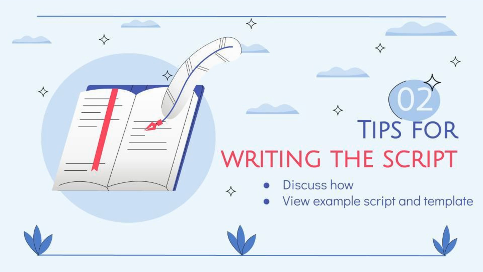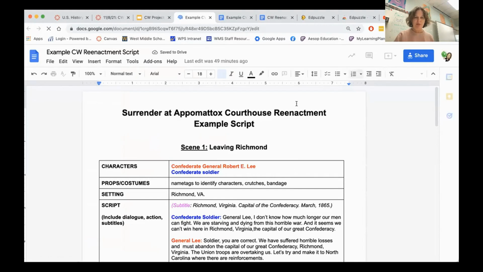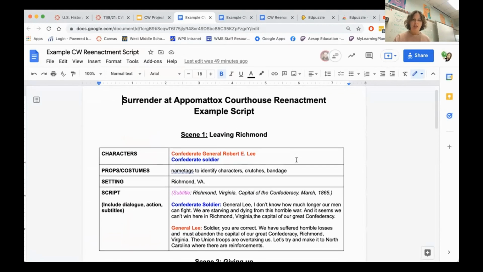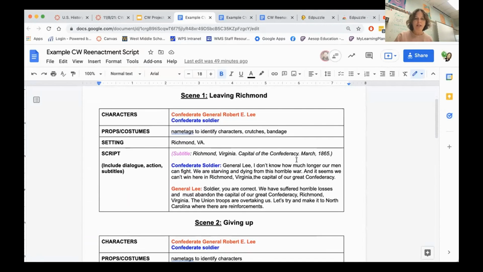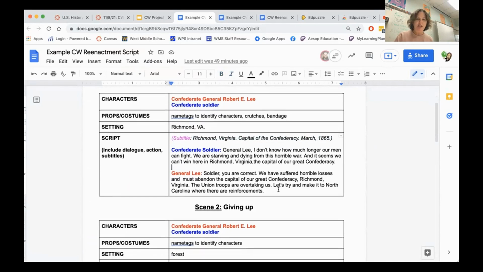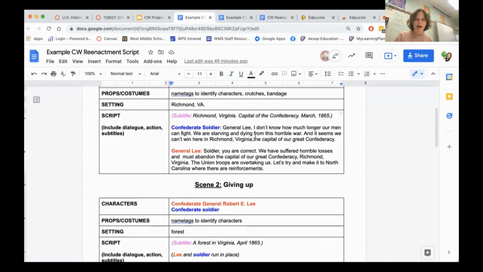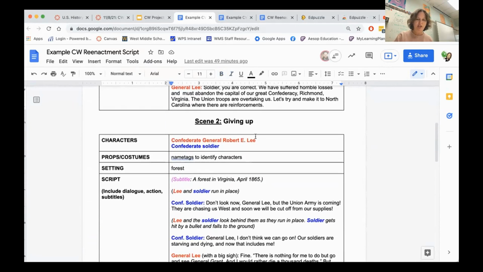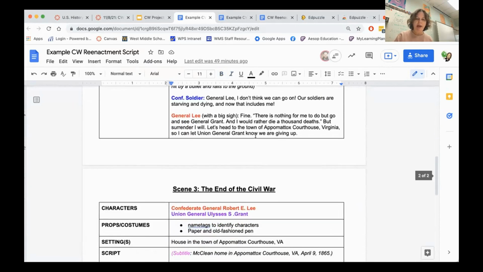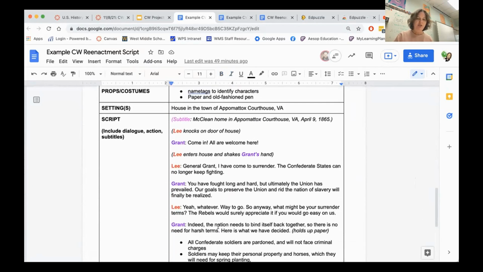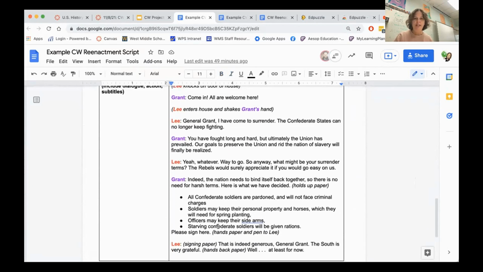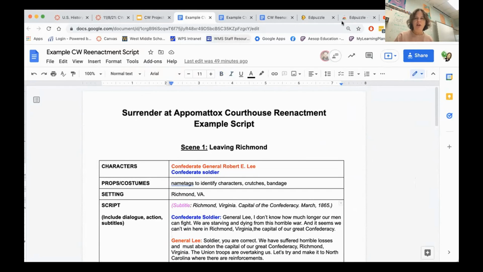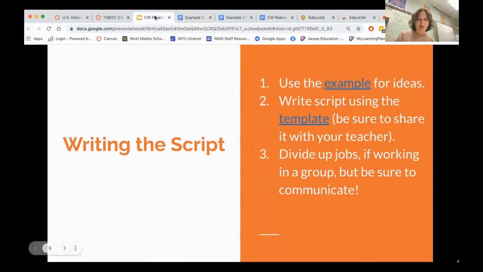And this is going to be the example script. So this is what you will see when you watch it, but you are going to see that there is good details. There is dates, there's places, there's details about why, for instance, they're leaving Richmond, Virginia, where they're going. There's some action. There's surrender terms that were the actual ones, etc. So those are all good to look at, and it's good to look at that example.